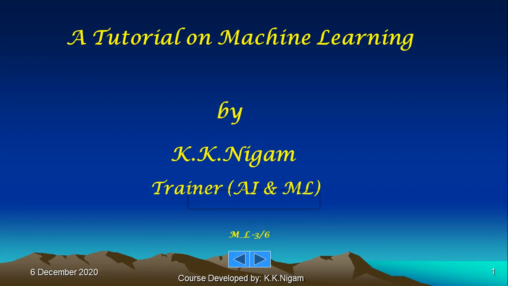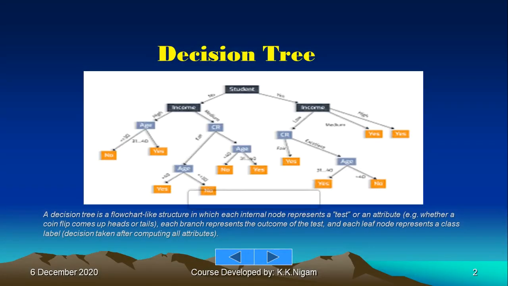So let's start with the third part of the machine learning tutorial. Here we are going to discuss the decision tree. A decision tree is a flowchart-like structure in which each internal node represents a test on an attribute, for example, when you flip a coin, it comes up either heads or tails. Each branch represents the outcome of the test, and each leaf node represents a class label.